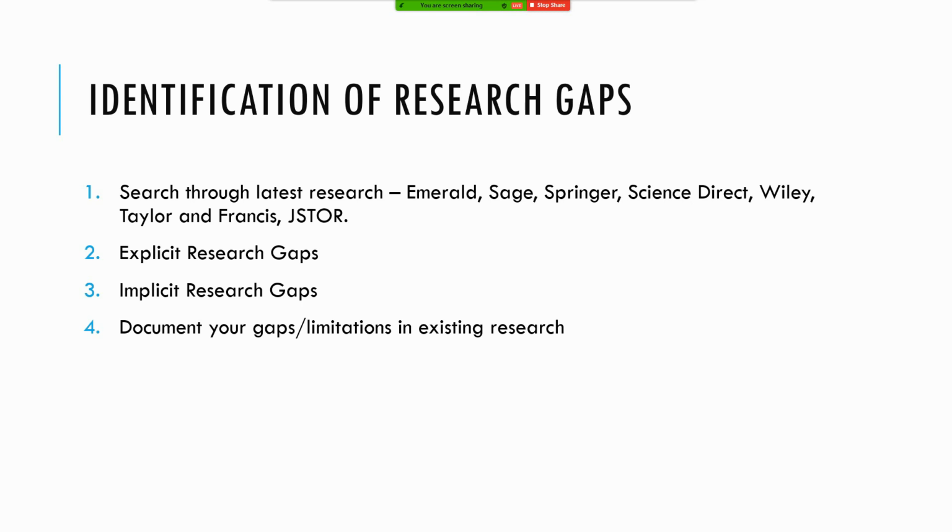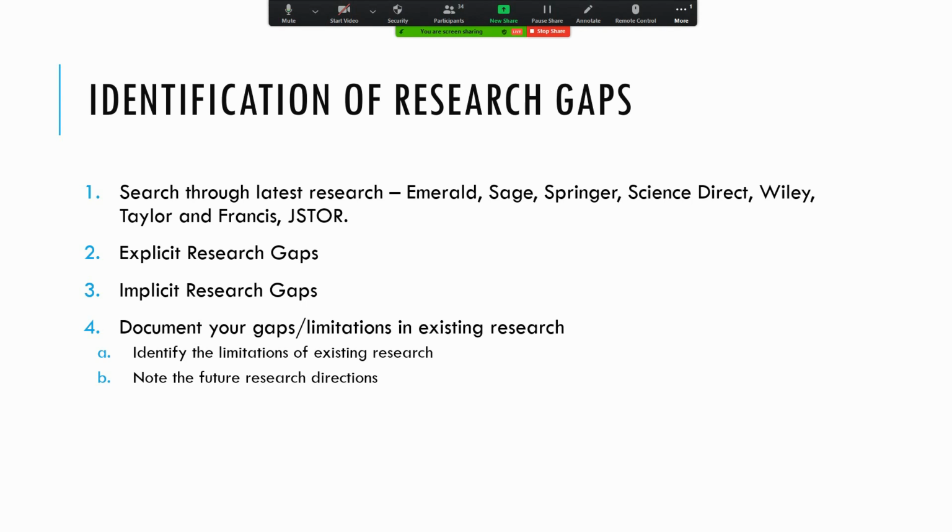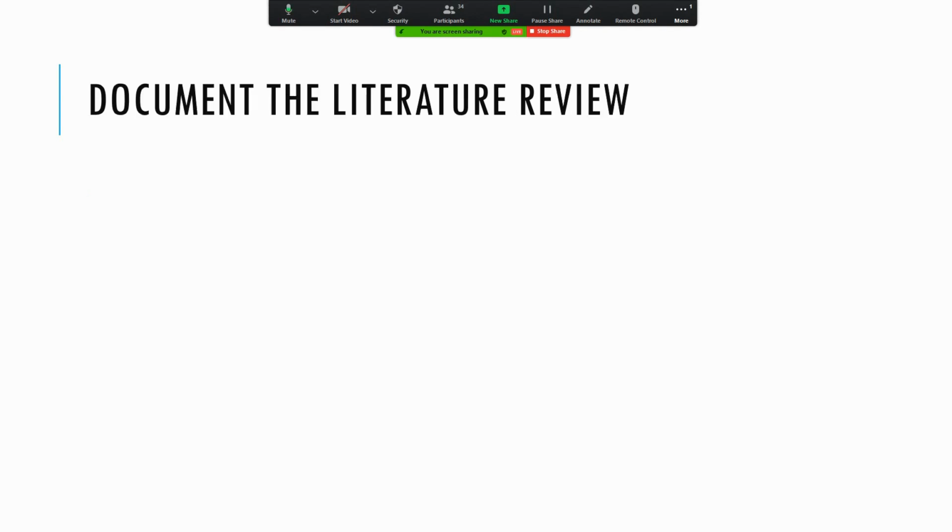You have to document your gaps, limitations in existing research. This is very important because this will guide your research introduction. You have to identify the limitations of existing research. You have to note the future research directions. Now, how do you document the literature review?